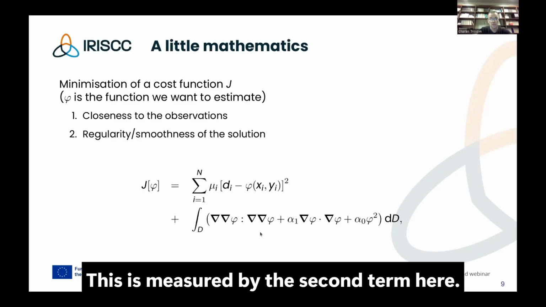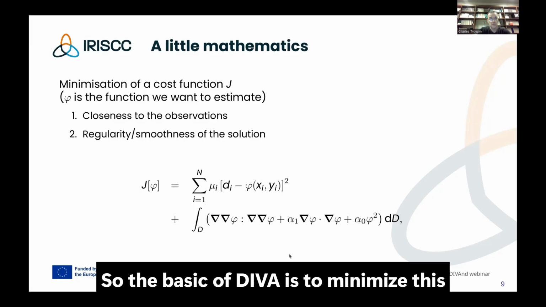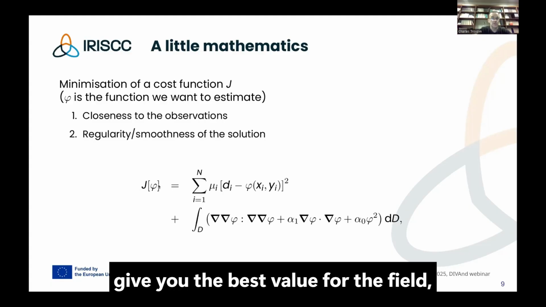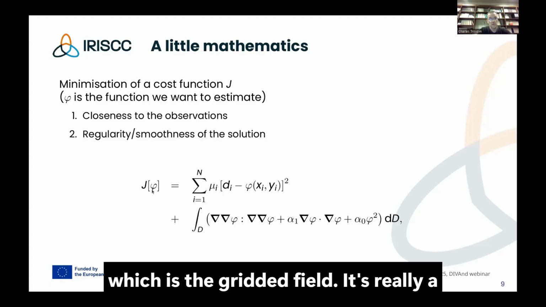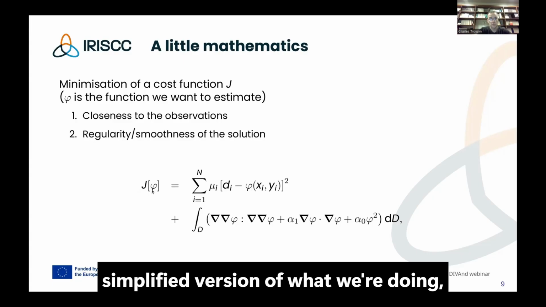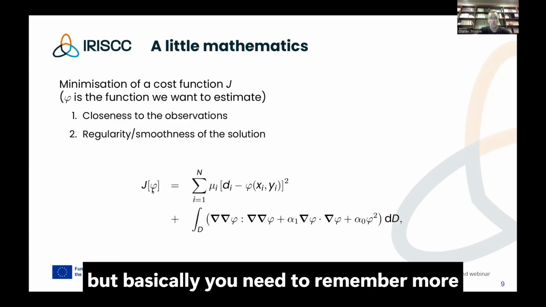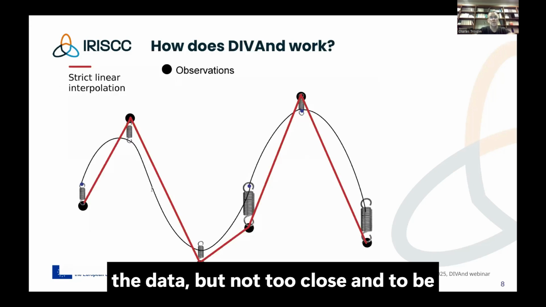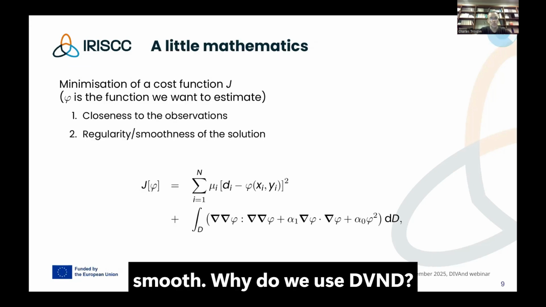This is measured by the second term here. So the basic of DIVA is to minimize this function, functional J, and will give you the best value for the field, which is the gridded field. It's really a simplified version of what we are doing, but basically you need to remember more this picture with the close to the data, but not too close, and to be smooth.